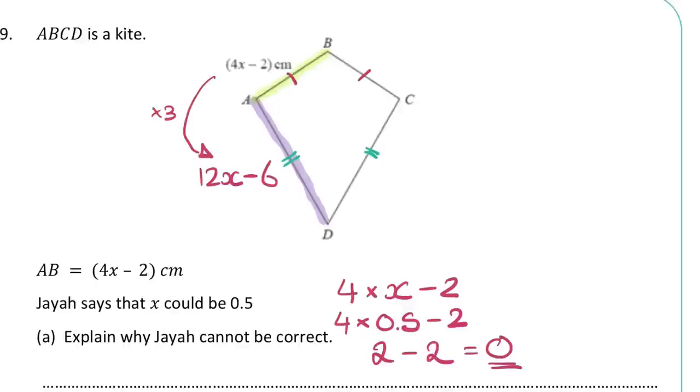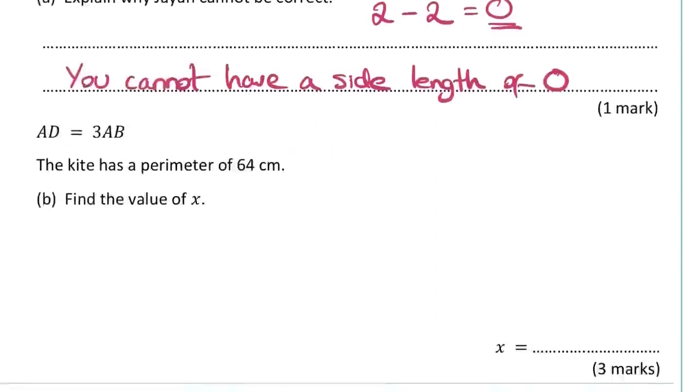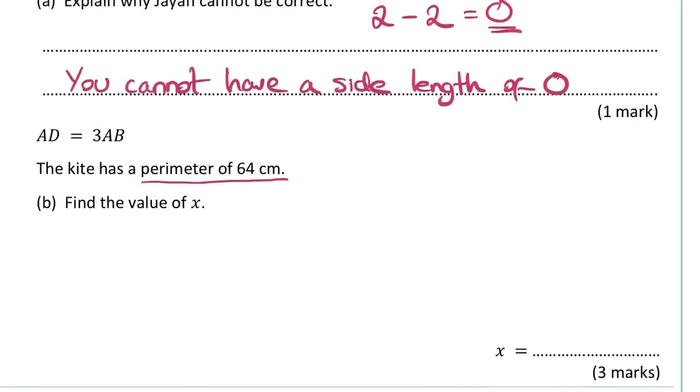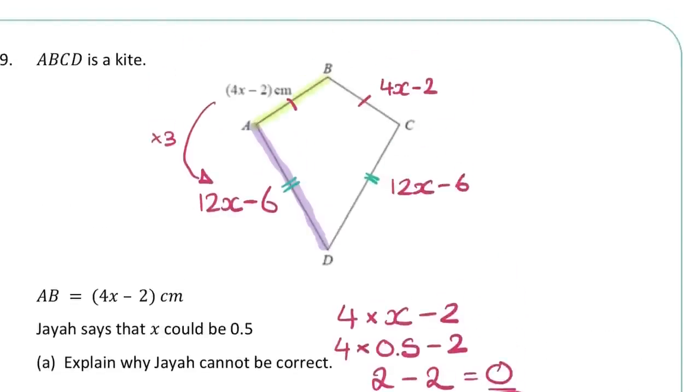Now, as it's a kite, we can replicate these all over the shape as well. So this is 4x minus 2 over here, and that's 12x minus 6 over there. So there we go, that's all the side lengths in terms of algebra. It then says the kite has a perimeter of 64. Find the value of x. Well, if it's got a perimeter of 64, the perimeter is the distance around the outside. So that means if we add all of those pieces together, they equal 64, which is where our equation comes into play. So let's start adding these up.